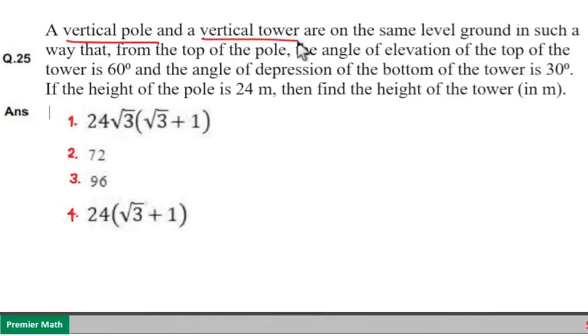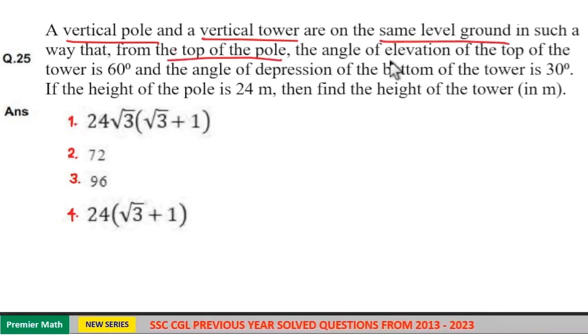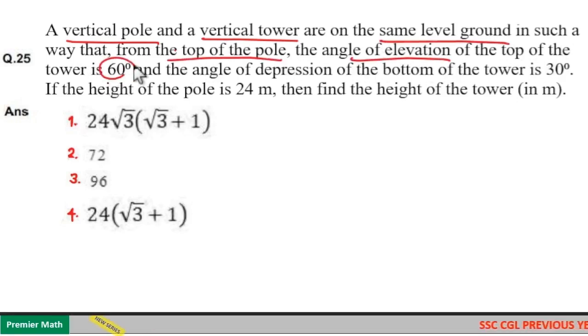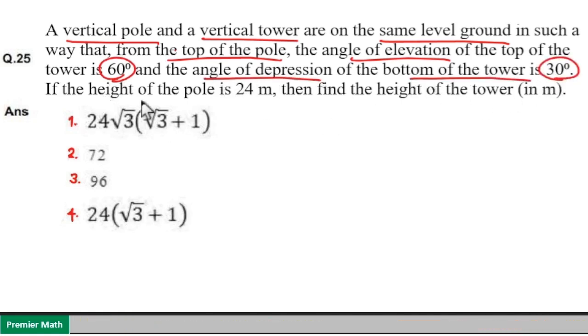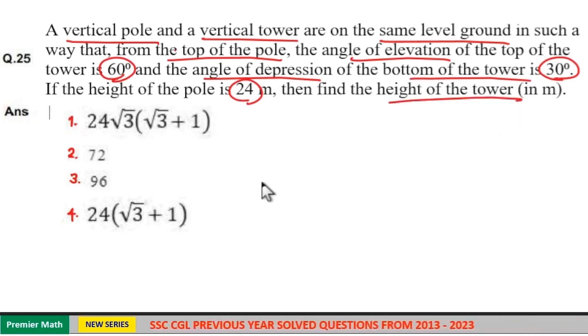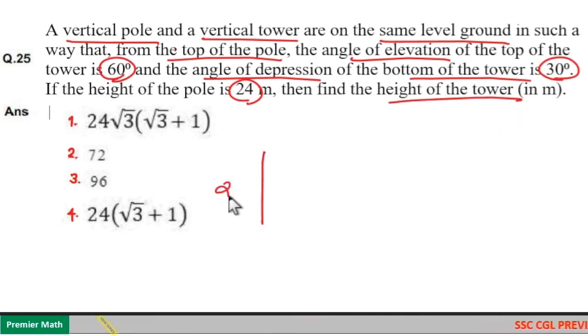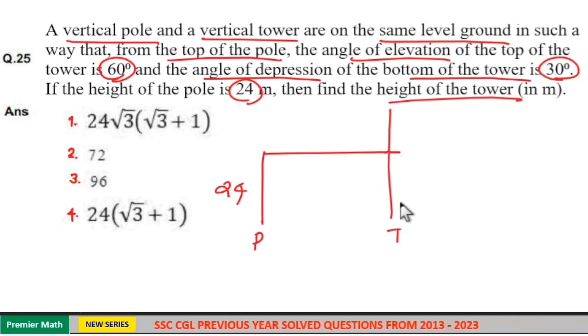So option 2 is your answer. A vertical pole and a vertical tower are on the same level ground in such a way that from the top of the pole, the angle of elevation of the top of the tower is 60 degree and the angle of depression of the bottom of the tower is 30 degree. If the height of the pole is 24 meter, then find the height of the tower. Here this is the height of the pole, which is 24 meter, and this is the height of the tower. Now if you draw a horizontal line, this length is also 24 meter.